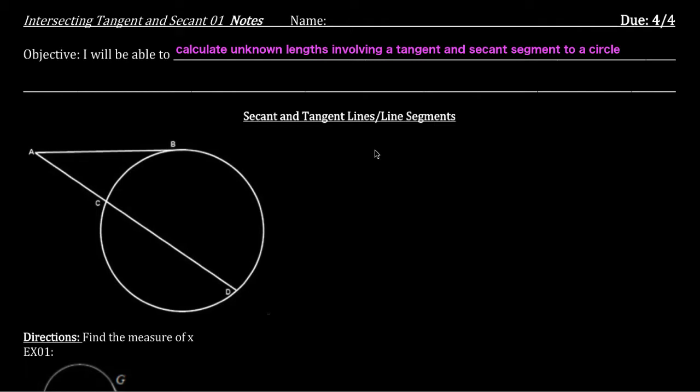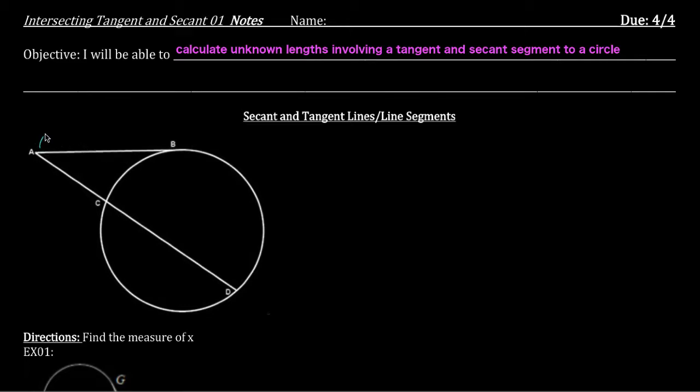Alright, so in this lesson we're going to calculate unknown lengths involving a tangent, AB, and a secant, A to D, where it touches twice. Remember, a tangent touches once, secant touches twice.